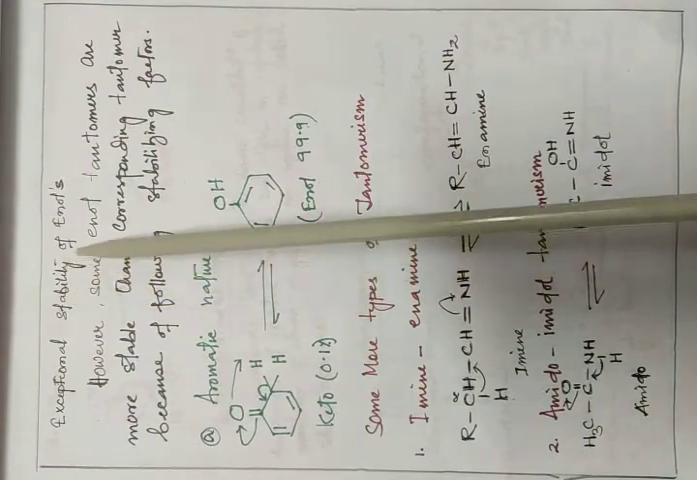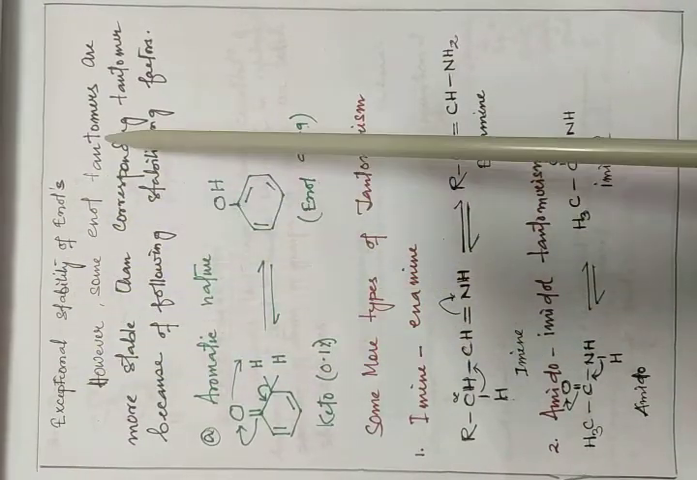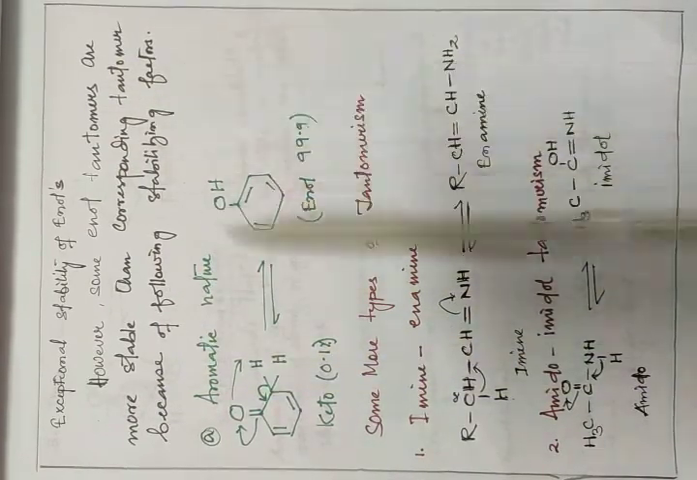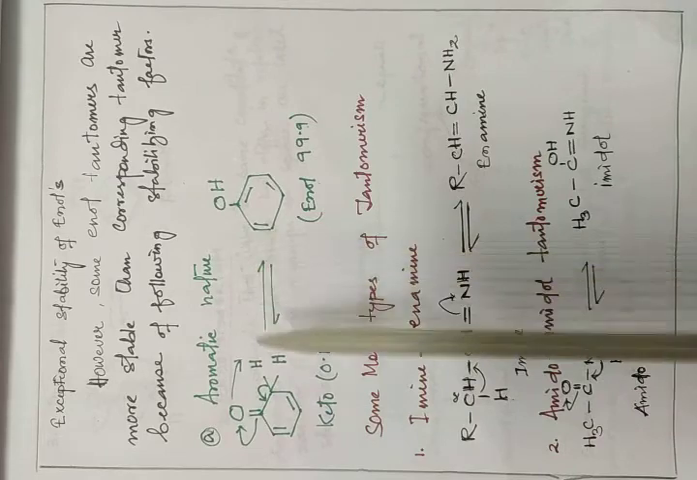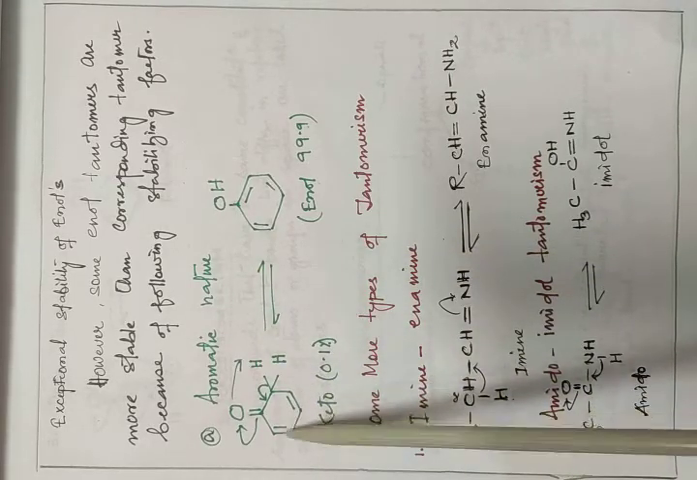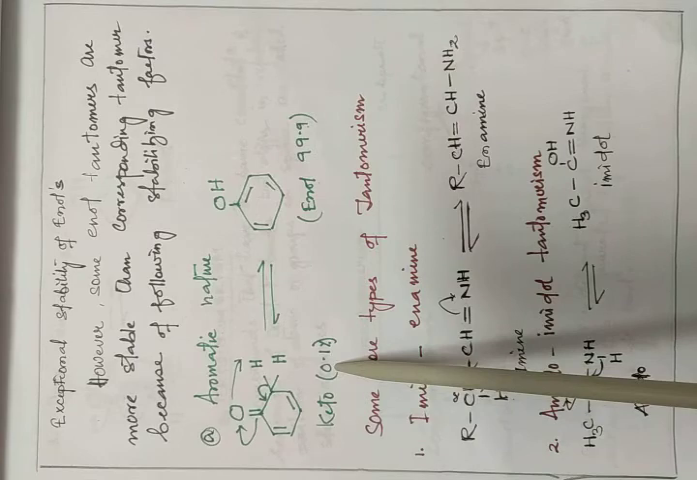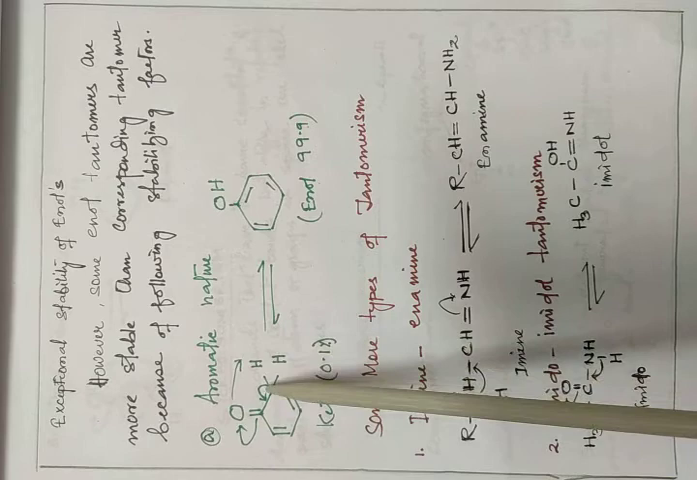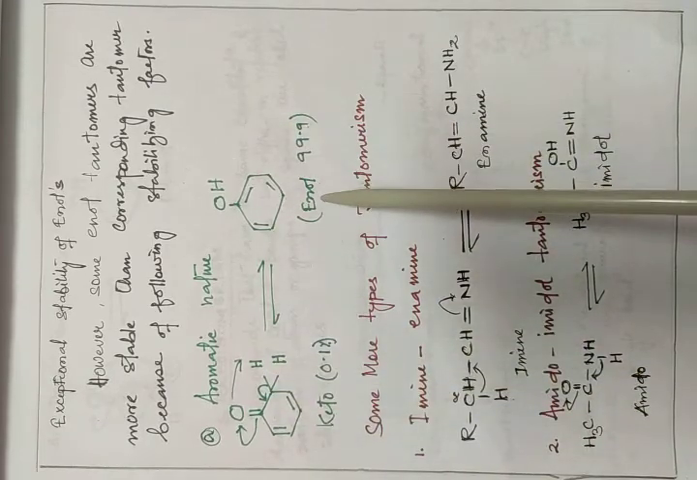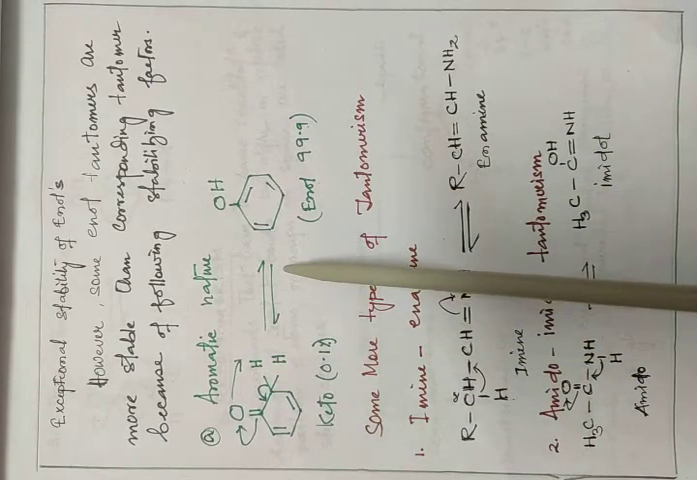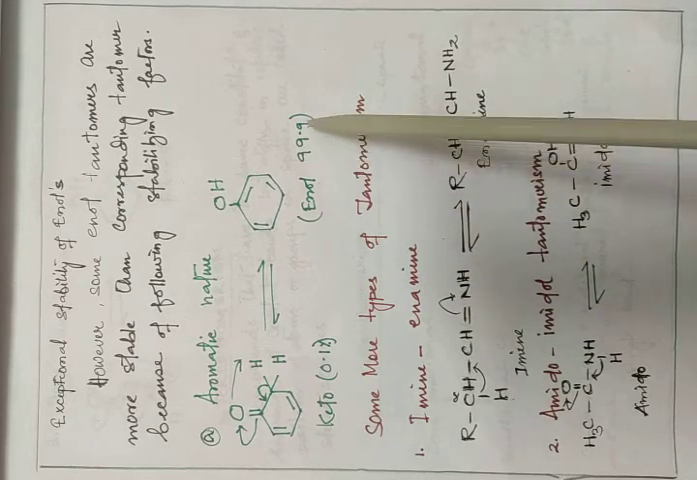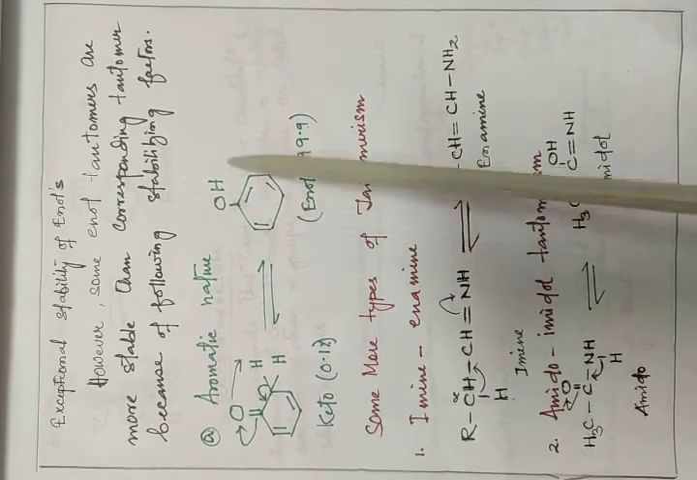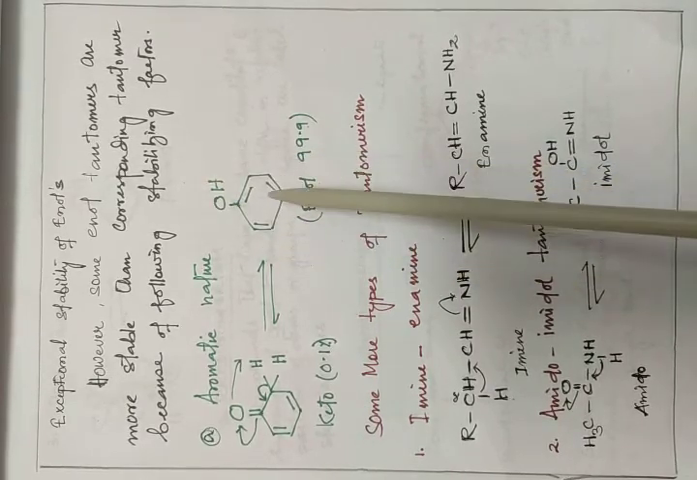Now, exceptional stability of enols. However, some enol tautomers are more stable than the corresponding keto tautomers because of the following stabilizing factors. The first factor is aromatic nature. So now here this keto is 0.1%. Here carbon connected to this, given to here, then this one links here; this is enol. So when we do the interconversion, at that time enol is 99.5%, and it will form as a phenol only.